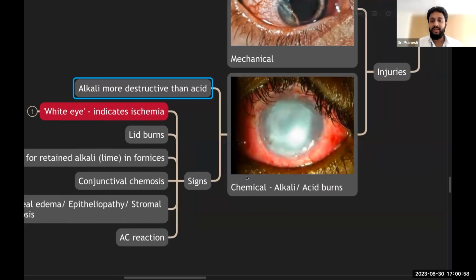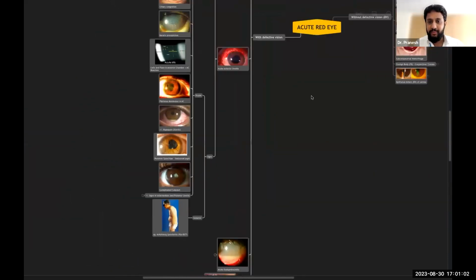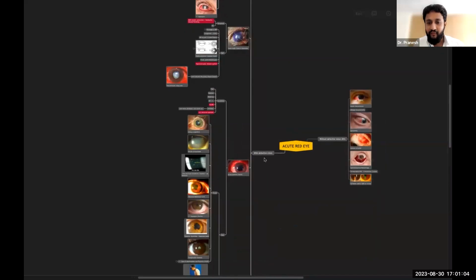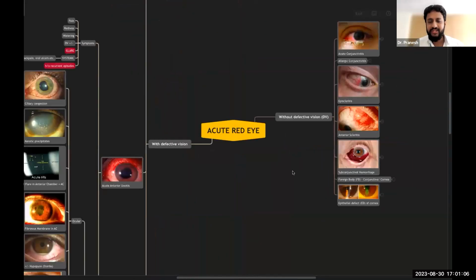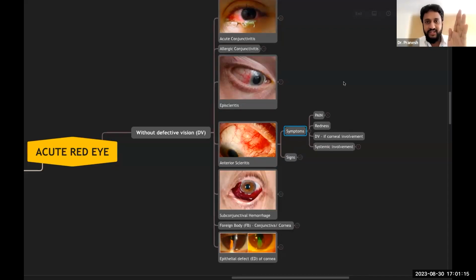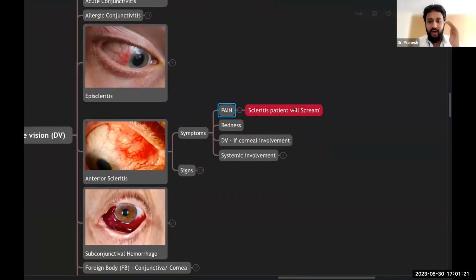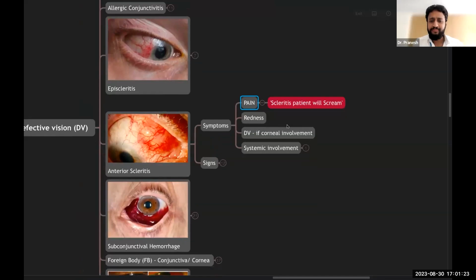Okay, all right. So we have covered the important conditions which are going to be causing an acute red eye with defective vision. Now, I just want to touch upon one important topic, that is scleritis. Like I said, in scleritis, always remember, scleritis patients will scream. Scleritis patients will scream. Never ever forget this statement in your life. So remember that, because that's important.